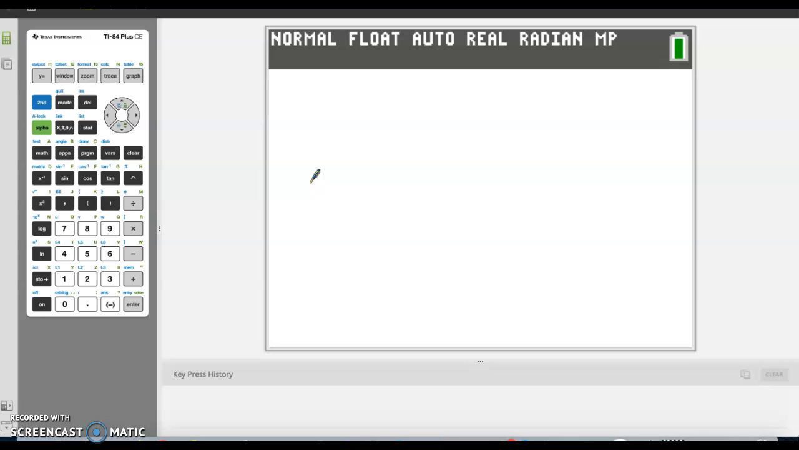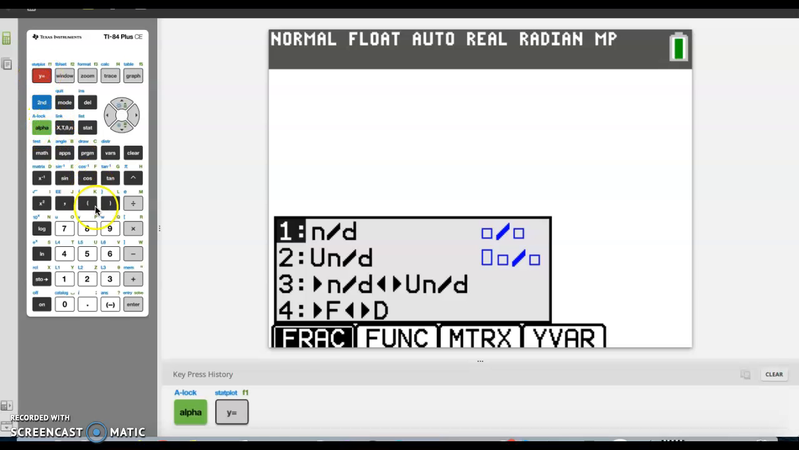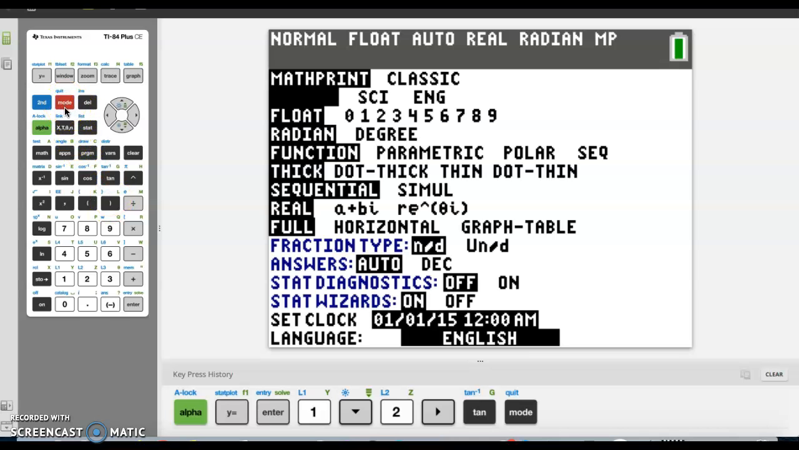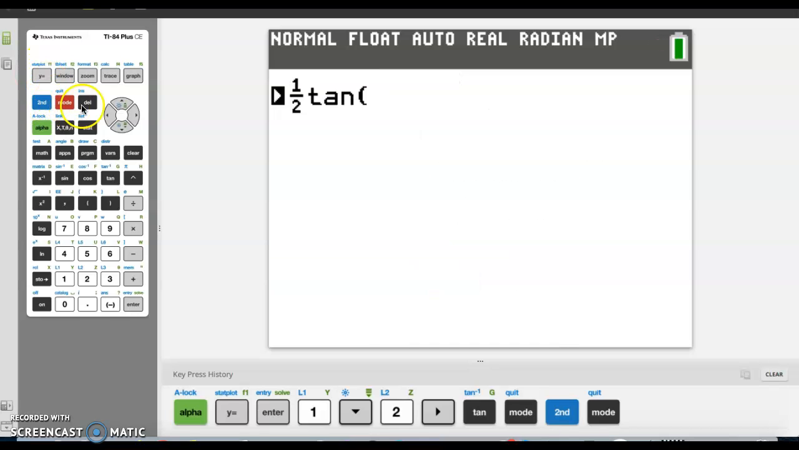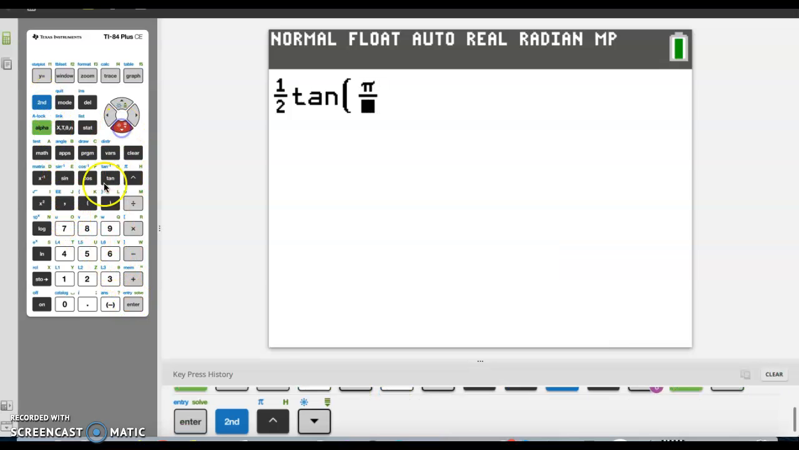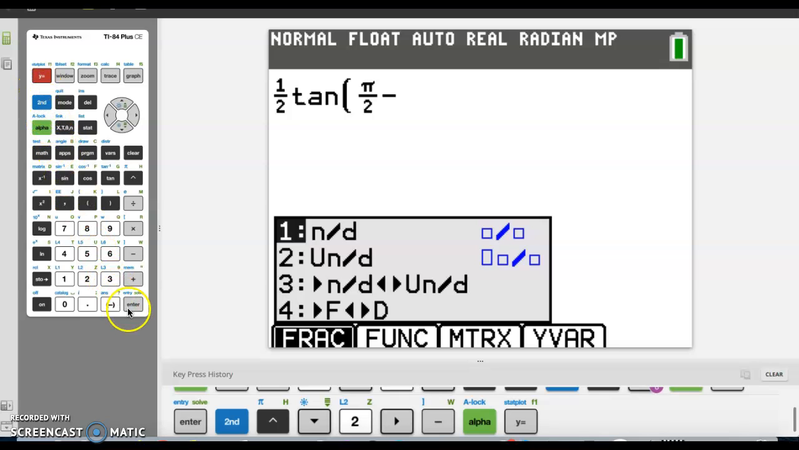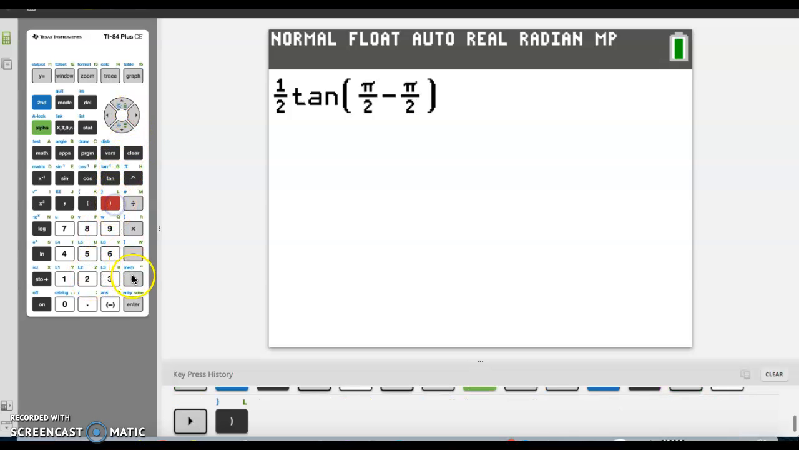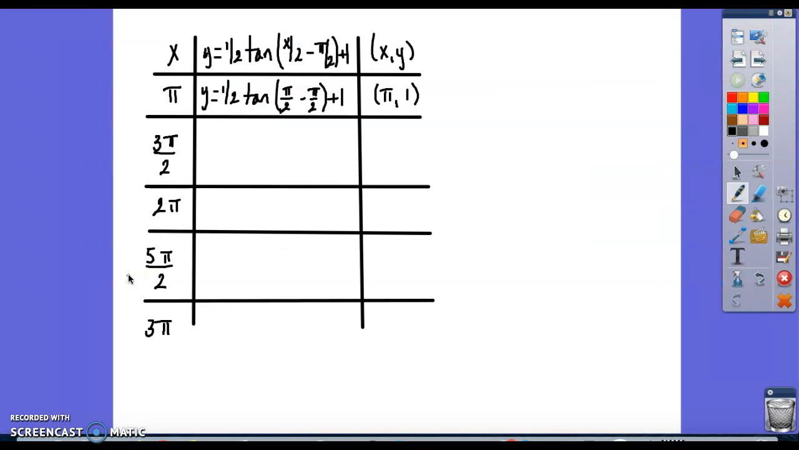Okay, you can also plug this into your calculator. You still have to be careful how you do this. You can use the fraction button if you want. So you would say 1/2 tangent, and you need to make sure that your calculator is in radian mode, which mine is. I plugged in pi, so again, if you want to use that fraction button, you can. I've got pi over 2 minus pi over 2, plus 1. And when I plug that in, I get 1.